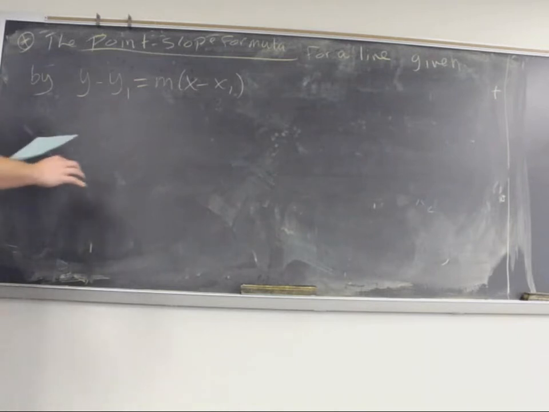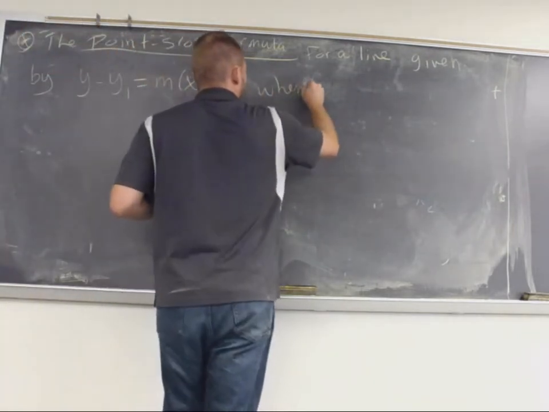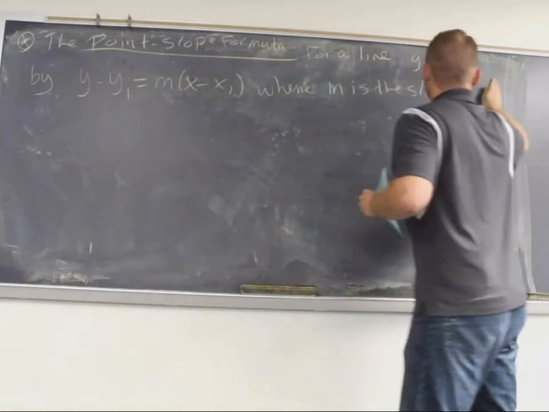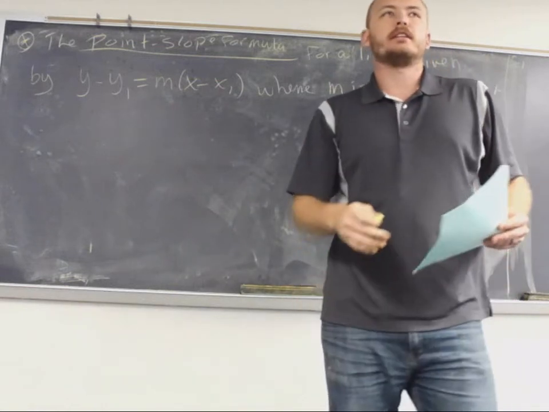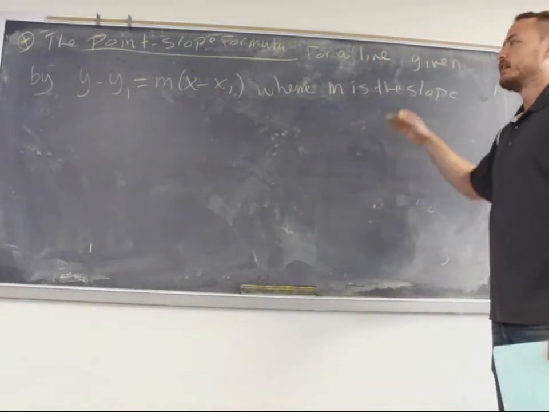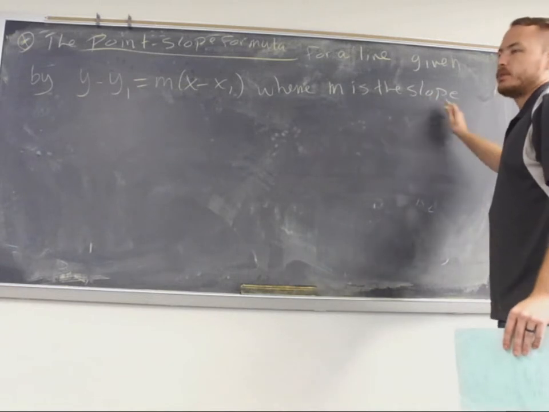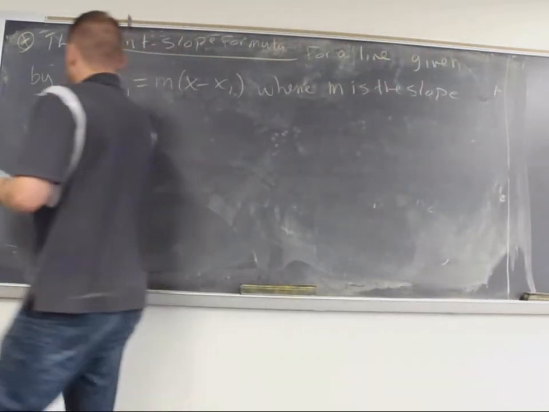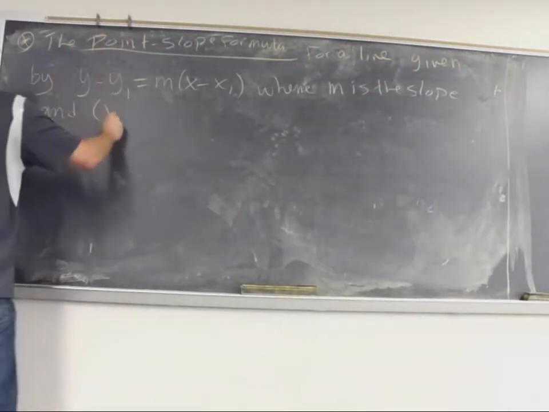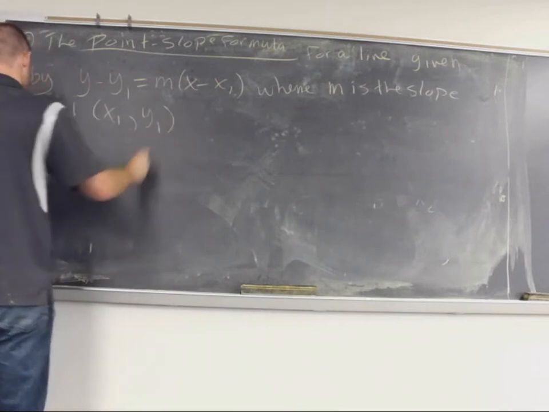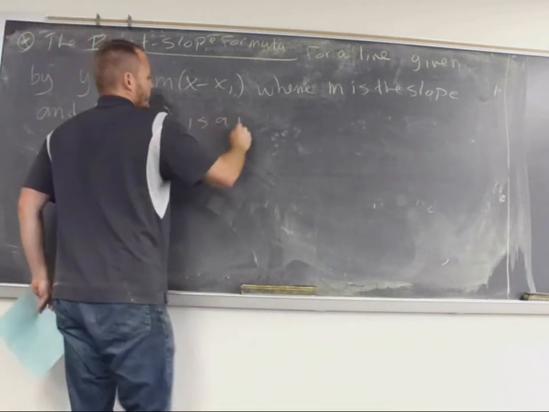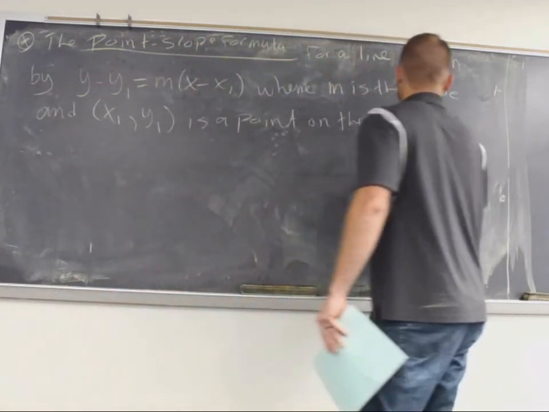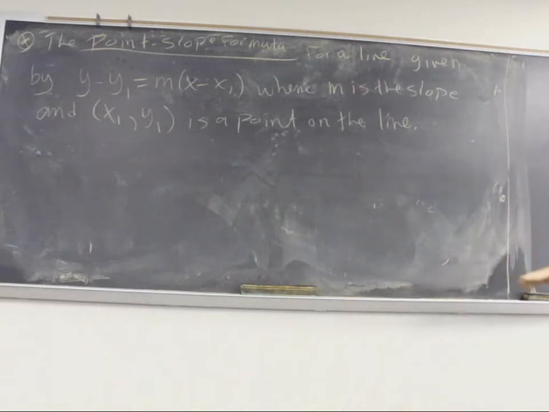It's given by this, where m is the slope. And again, pause the video and recall what the formula of m is. It's y2 minus y1 divided by x2 minus x1. And the point x1 comma y1 is a point on the line. Okay, so we're going to be using this a lot.